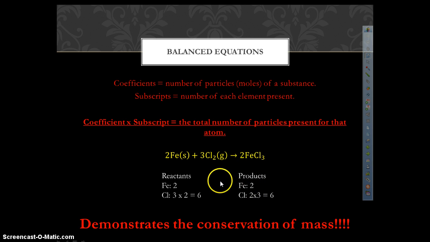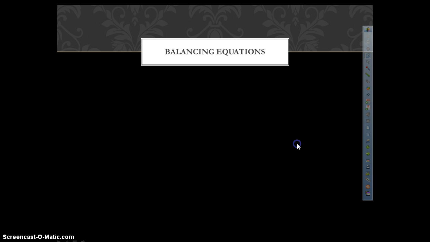Now, when we balance an equation, you have to have equal reactants and products. So here you can see I have 2 irons, and then 6 chlorines on each side. I can't randomly create and destroy matter, so if an equation is balanced, it demonstrates to me I've conserved mass, or I've followed the law of the conservation of mass, which is a good thing. And a legal thing, but we always need to make sure we follow.